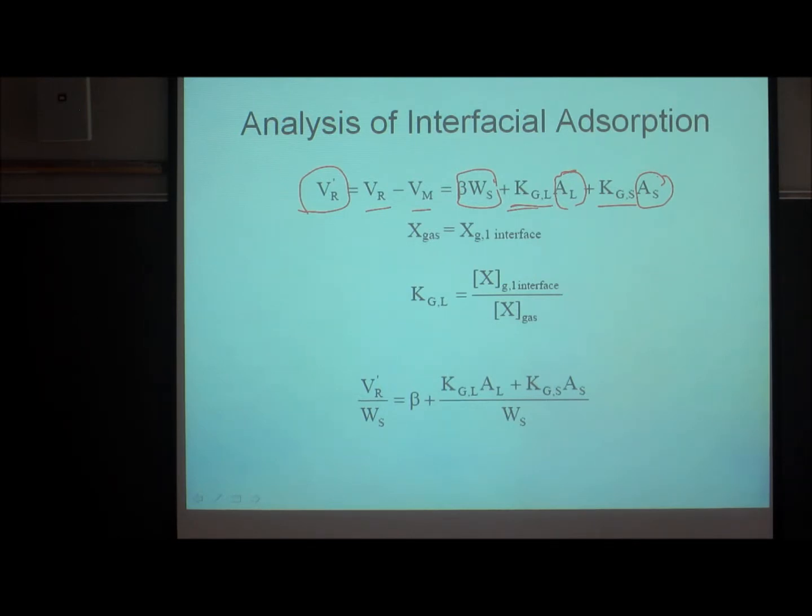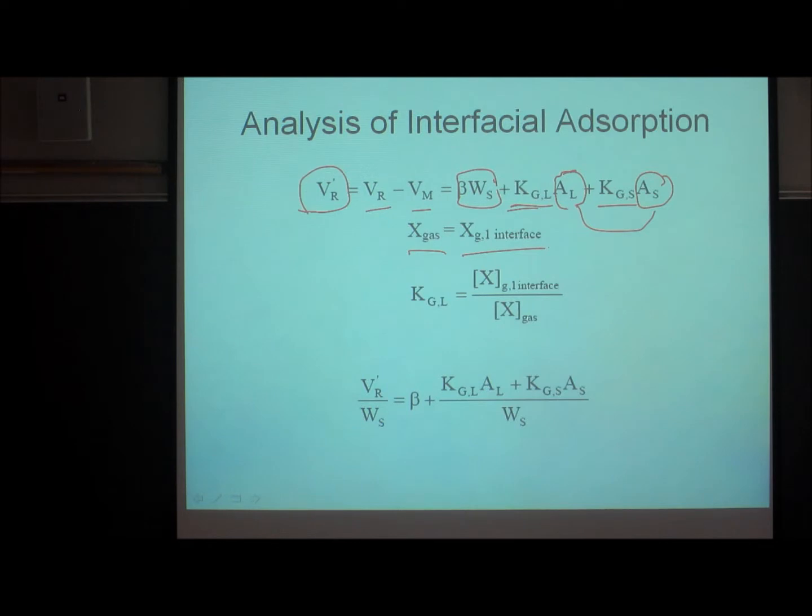One of the really good advantages of capillary GC that people often don't think about is that these two areas in capillary chromatography are much smaller than they are in packed bed chromatography. So that definitely benefits you, and it minimizes your interfacial adsorption effects. So these equilibrium constants are the equilibrium constants for the adsorption process.